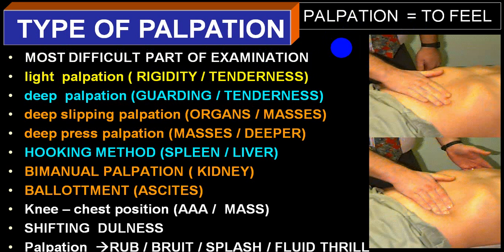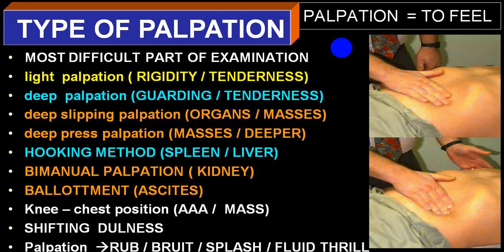Light palpation is usually what we call gentle palpation. So you have to just touch the superficial surface of the abdominal wall. You don't have to press your hand much. By this you try to find out whether the abdominal muscles are in spasm or not. If the entire abdominal wall is in spasm, we call that rigidity.